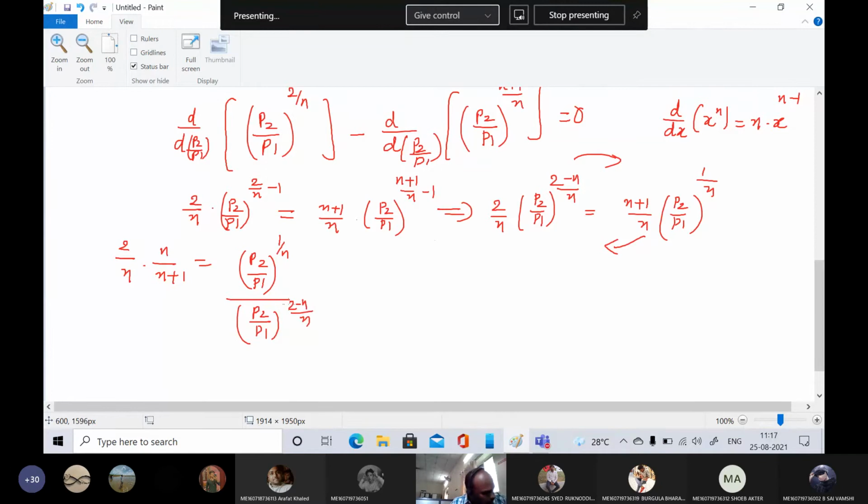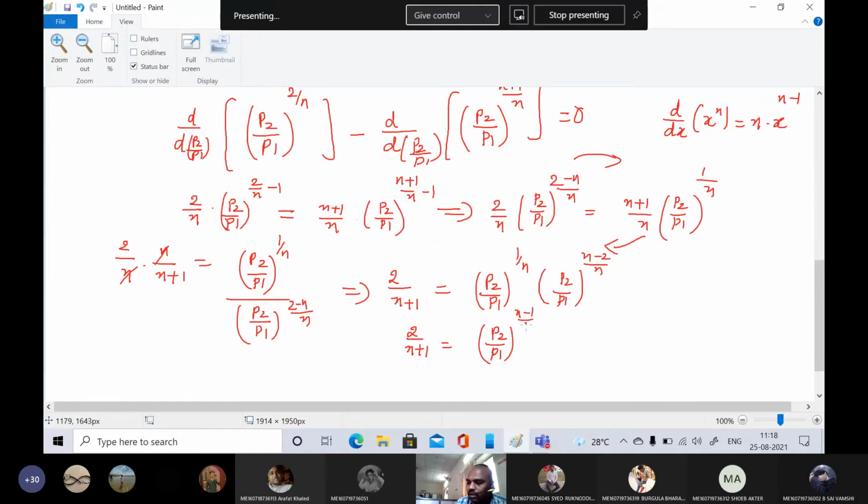So now what I am doing, I am taking this to the numerator so that it will be minus. From this n will be cancelled. 2/(n+1) is equal to (P2/P1)^(1/n) into (P2/P1)^((n-2)/n), right? So when bases are same, you can add the powers. So 2/(n+1) is equal to (P2/P1) whole power, n is the LCM, (1+n-2)/n, that is (n-1)/n.